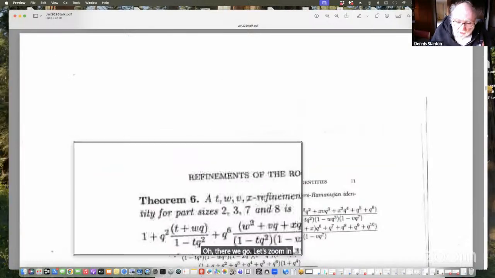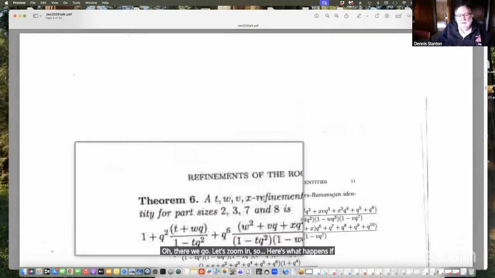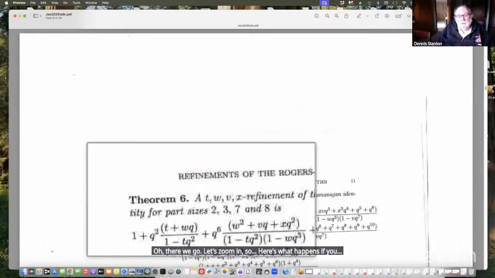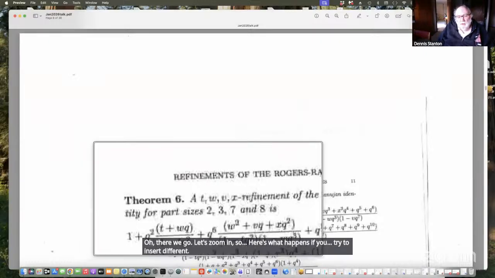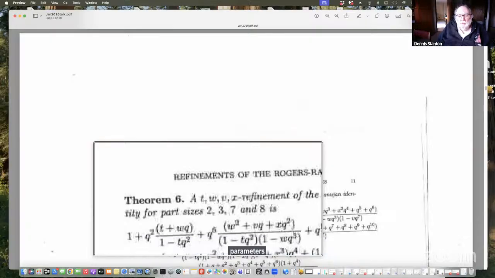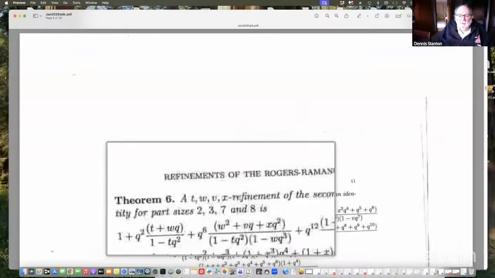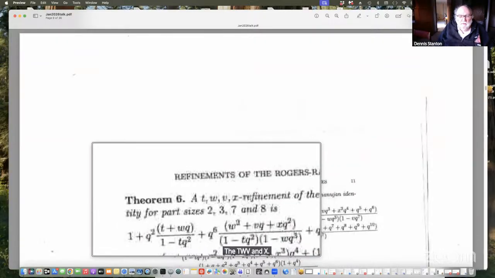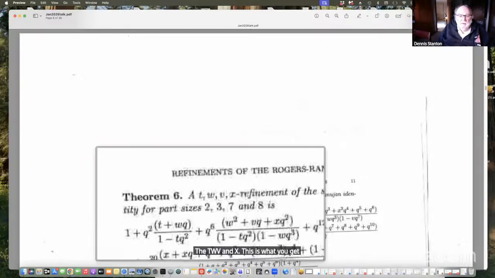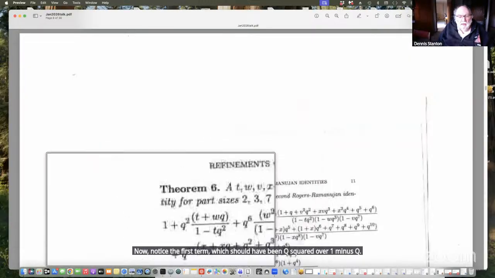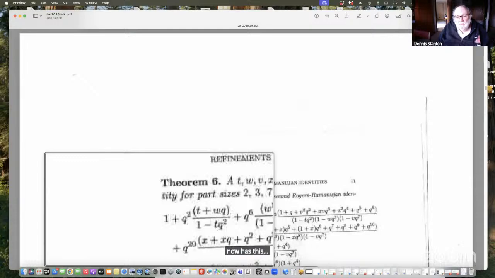So here's what happens if you try to insert different parameters for 2, 3, 7, and 8 when you're doing the second Rogers-Ramanujan, with T, W, V, and X. This is what you get. Now notice the first term, which should have been q squared over 1 minus q, now has this t plus wq over 1 minus t squared.